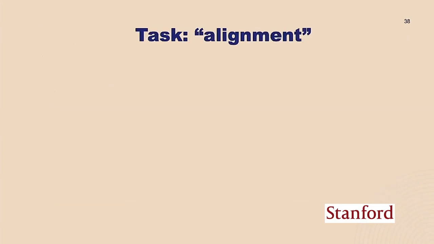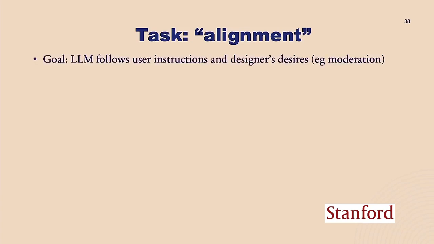So how do we do this alignment, which is this post-training and making these models assistants? The goal of this alignment is to basically get LLMs to follow the instructions that are given by users, and maybe some designers' desires. Think about moderation. OpenAI definitely doesn't want their model to say stuff that is very toxic.